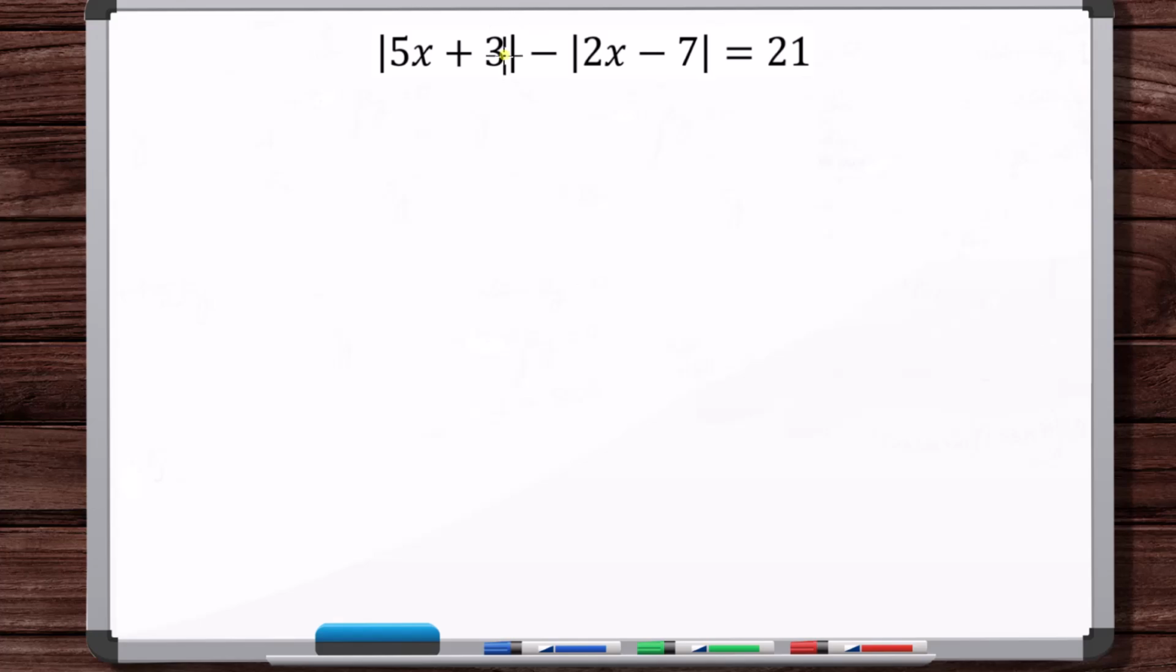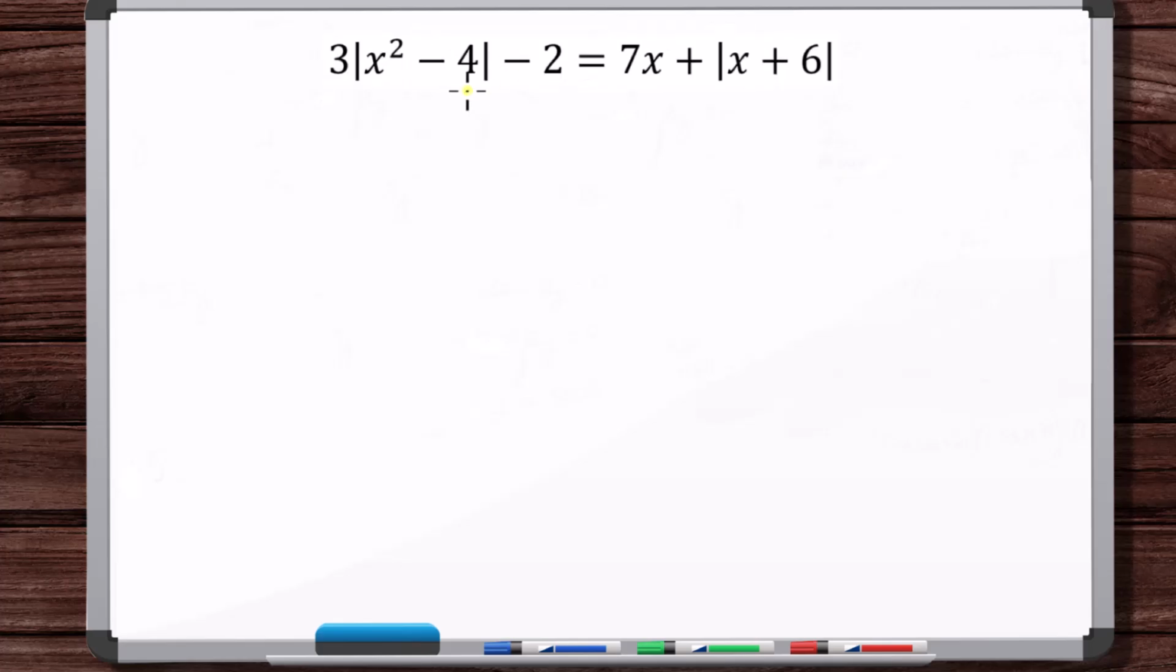So you can see here, we have two absolute values, but we can't simplify it to one on one side and one on the other side. Here we've got an absolute value nested inside of another absolute value. Here we've got two absolute values, and we have a quadratic inside one.